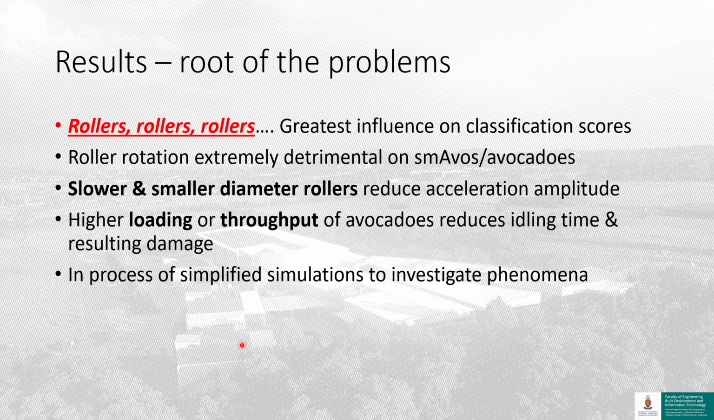One of the major events that we saw that had the most significant impact on the damage index, and of course then the post-harvest stress, was the rollers. It's extremely detrimental to the acceleration that we measure from the smathers, and smaller diameter rollers tend to reduce the acceleration amplitude, and then if we add more avocados, they tend to move through the whole process a lot quicker. Otherwise, they tend to stagnate and idle on the rollers, and this just accumulates the damage more and more.